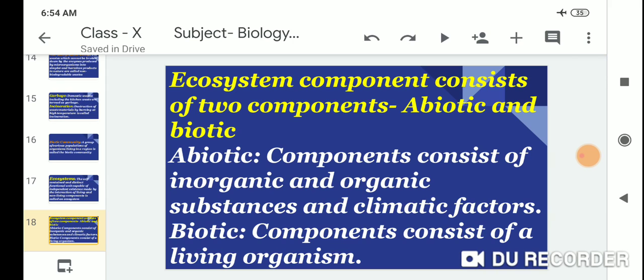Ecosystem components consist of two components, abiotic and biotic. Abiotic components consist of the inorganic and the organic substances and the climate factors, and biotic components consist of the living organisms.